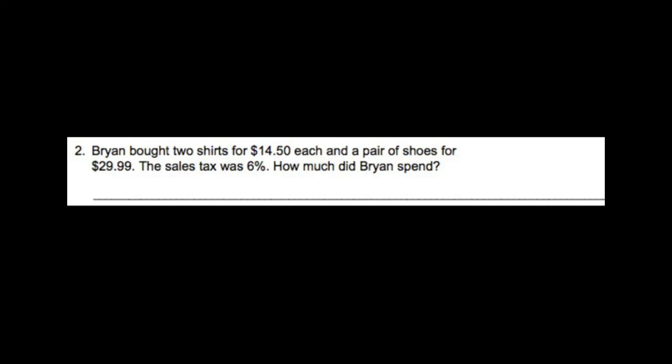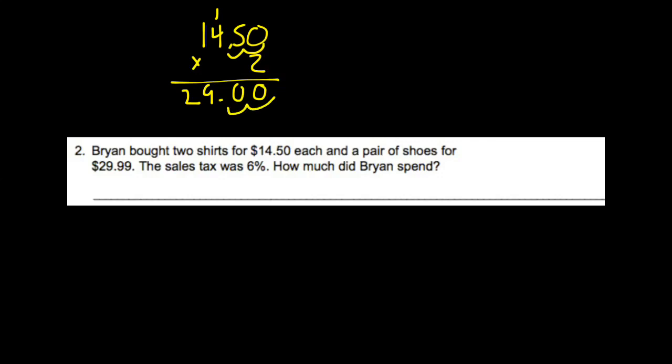So Brian bought 2 shirts for $14.50 each. So I'll take $14.50 times 2 to figure out the total amount for the shirts. 2 times 0 is 0, 2 times 5 is 10, 2 times 4 is 8, plus 1 is 9, 2 times 1 is 2. I have to move my decimal twice, so I move it twice. So it's $29. And then also the pair of shoes was $29.99.